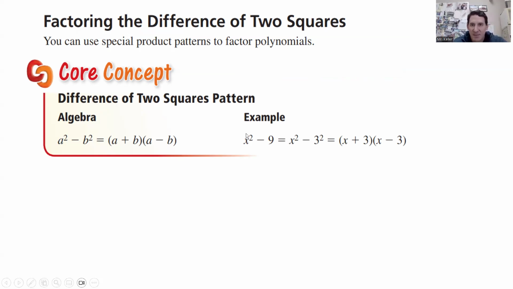All right, so here's an example. x squared minus 9. That would be x squared minus 3 squared. So it just factors into x plus 3, x minus 3. So it's the square root of the first term plus the square root of the second, times the square root of the first minus the square root of the second. Real simple. The hardest part is recognizing when it's a difference of two squares and then remembering the pattern. So when we go over this in class, you're going to want to have this written down probably multiple places so you can access it whenever you want.